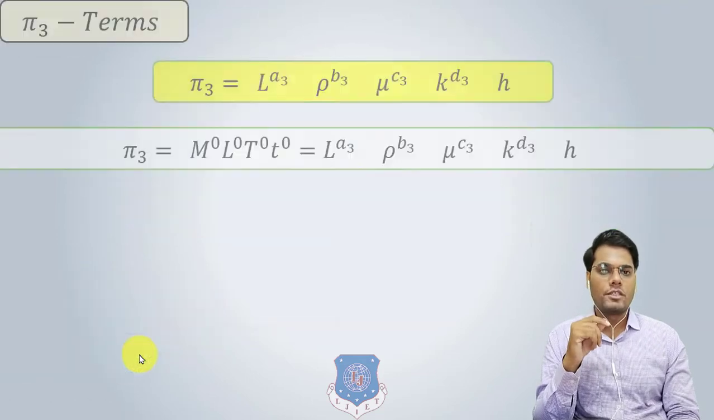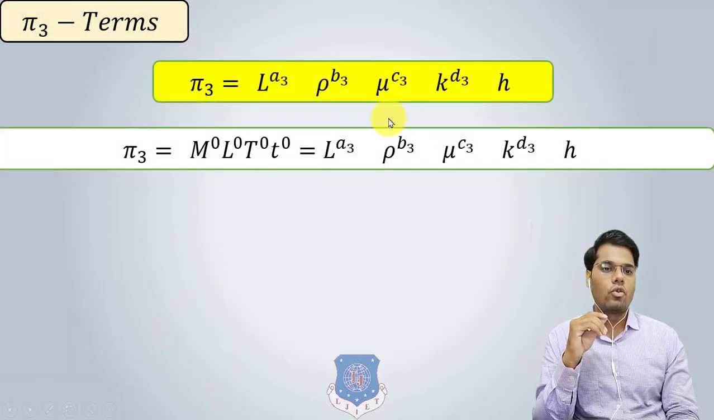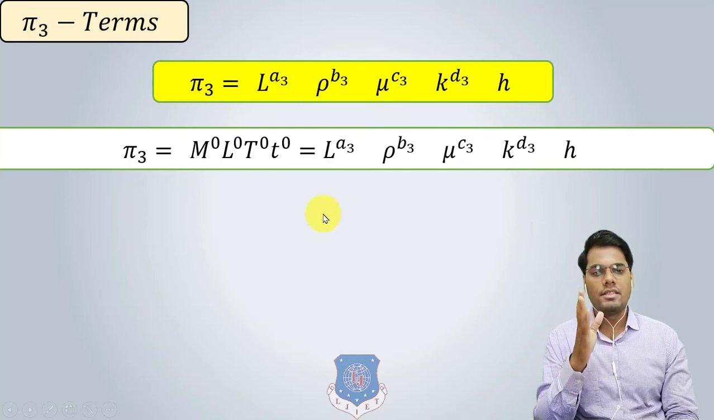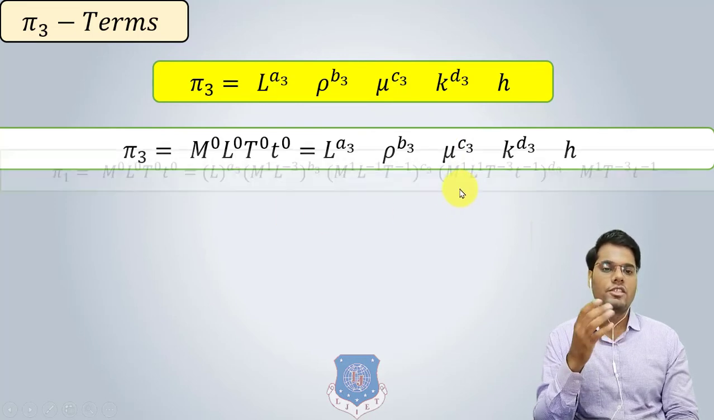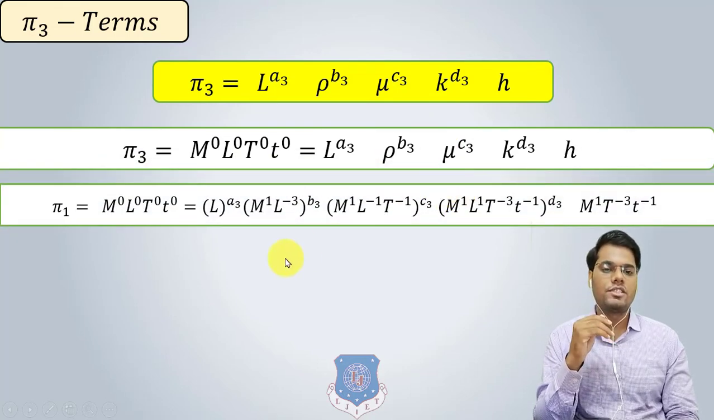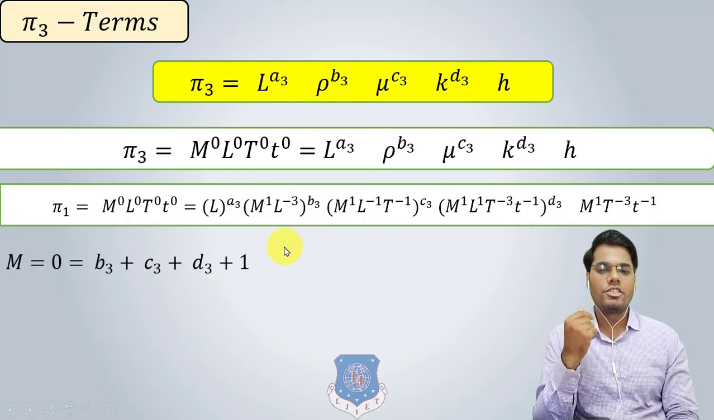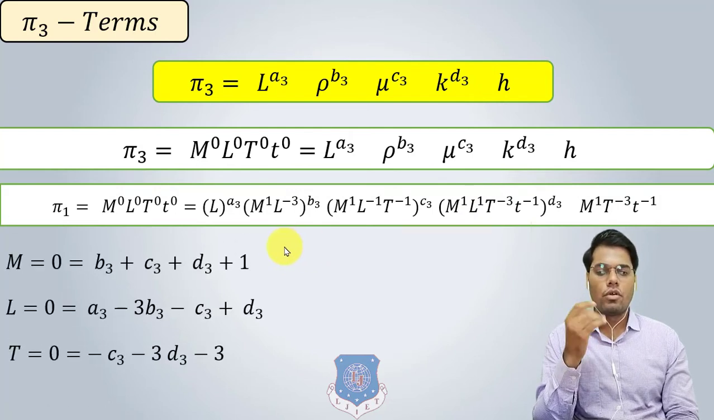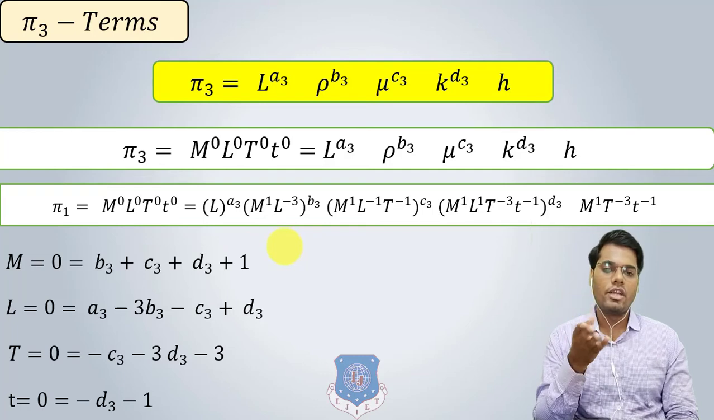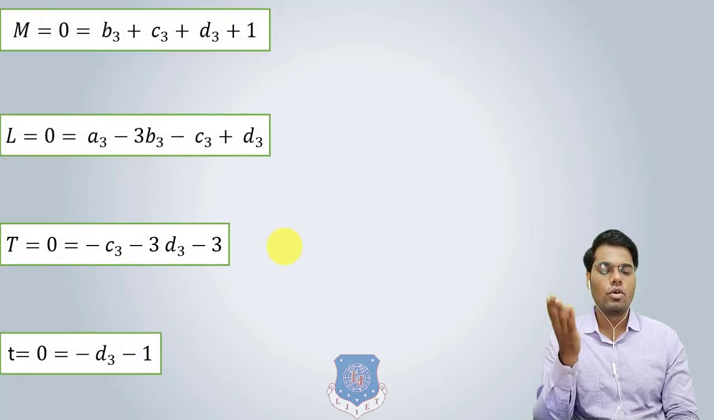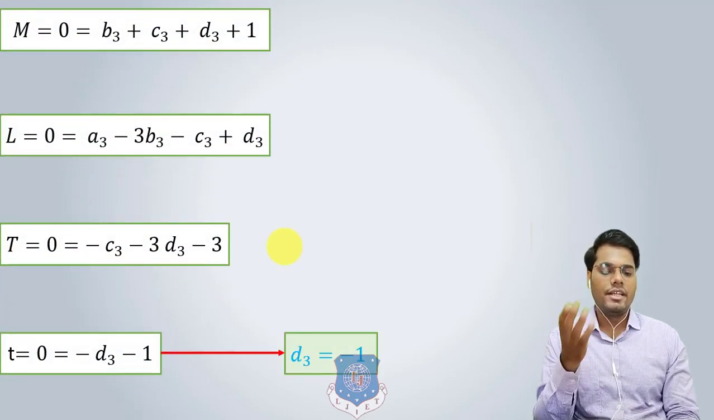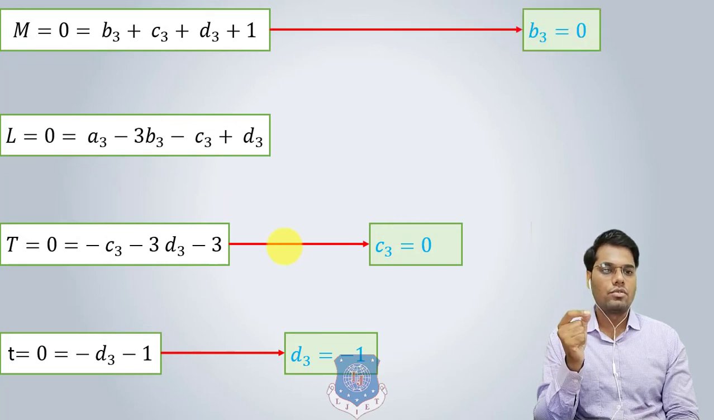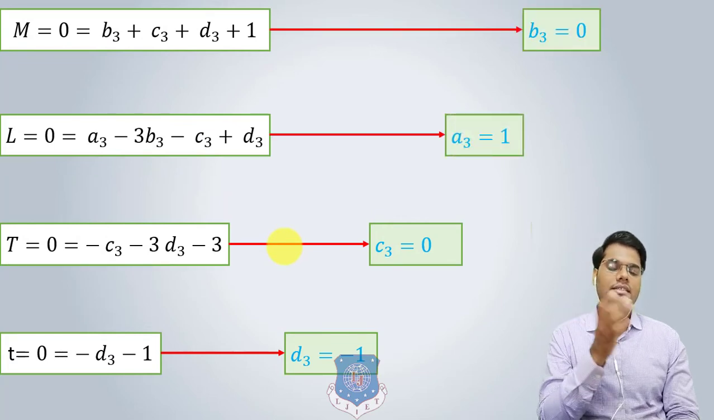Now repeating the same process for the pi 3 group, which is L, rho, mu, k into h. Replacing L, rho, mu, k into h by their fundamental quantities, which is MLT. Generating equations for M, L, capital T, small t, we will get these 4 equations. Again we have 4 equations and 4 unknowns. By solving this, we will get D3 is equal to minus 1, C3 is equal to 0, B3 is equal to 0 and A3 is equal to 1.